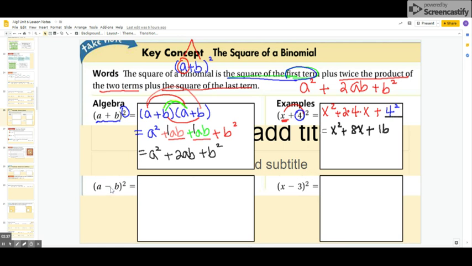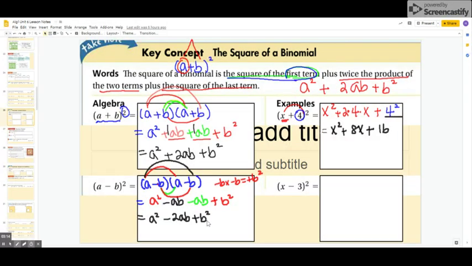If you have minus, then it's going to be a minus b. You multiply these twice. So first, a squared, outside, negative ab, inside, negative ab, last, plus negative b times negative b, which is positive b squared. So if you simplify this, it's going to be a squared minus 2ab plus b squared.